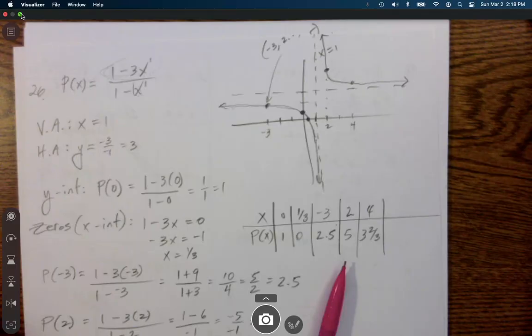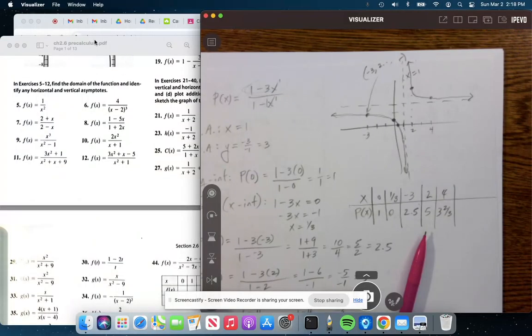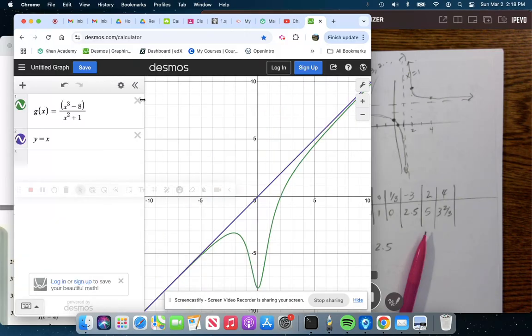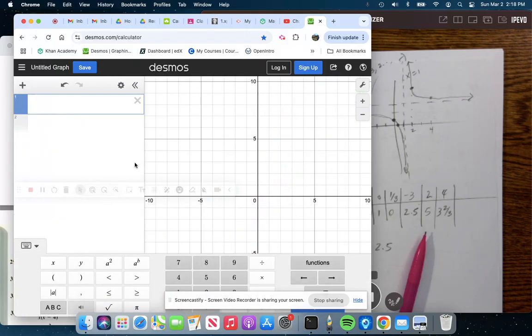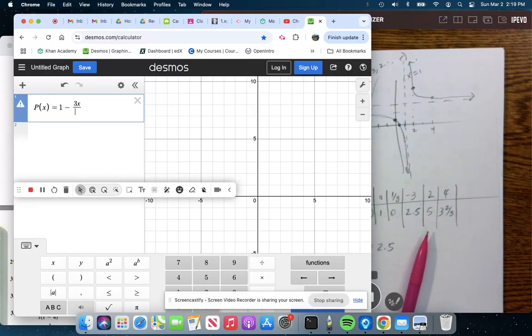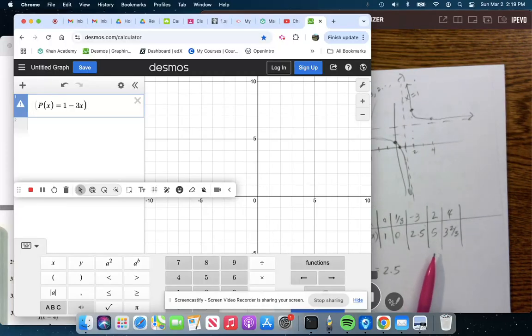So let's put it into Desmos and see how it looks. All right, so f of x, or this is p of x, equals 1 minus 3x over, oh, I messed up. I've got to put that in parentheses. 1 minus x.